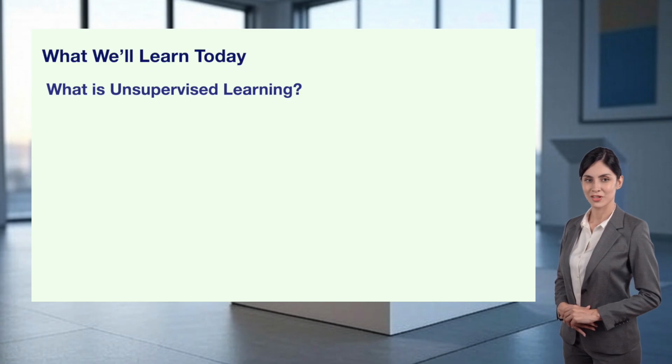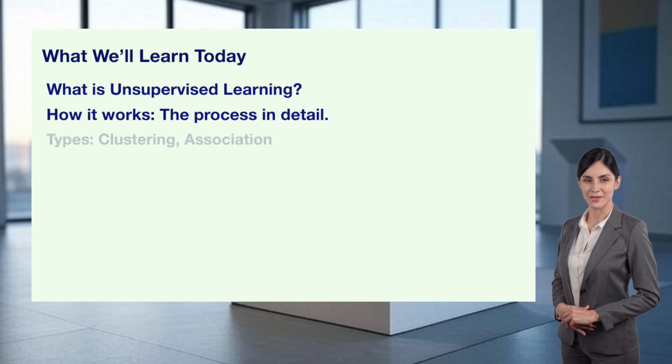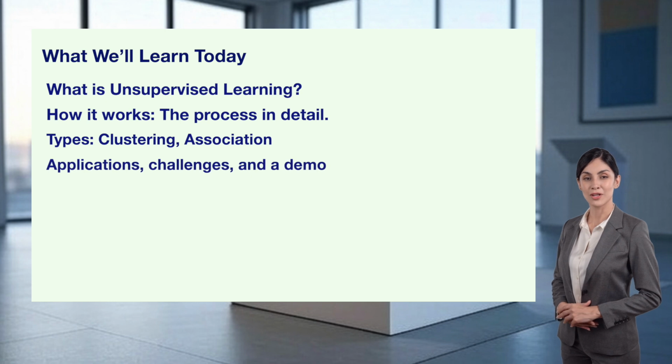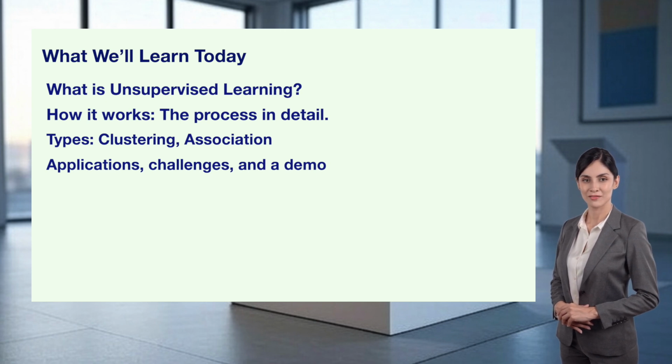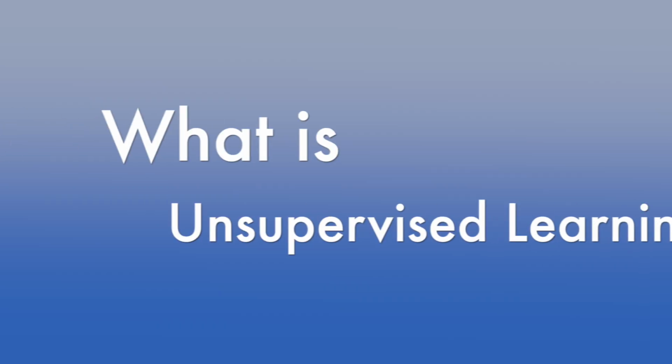Today, we'll cover everything you need to know about unsupervised learning. We'll define what it is, break down how it works with a detailed process, and explore its two main types: clustering and association. We'll also look at real-world applications, challenges, and a demo to see it in action. This lesson will help you understand how unsupervised learning finds hidden patterns in data. Let's uncover those patterns together and get started.